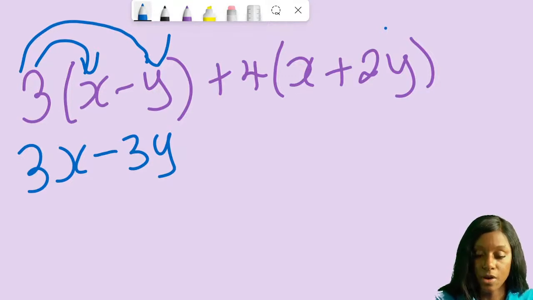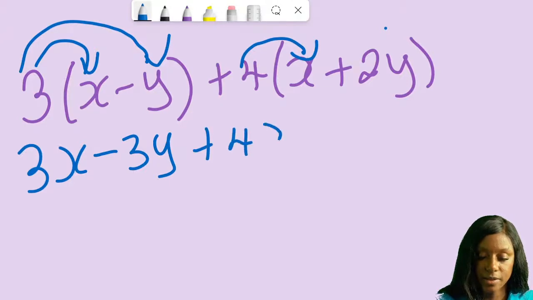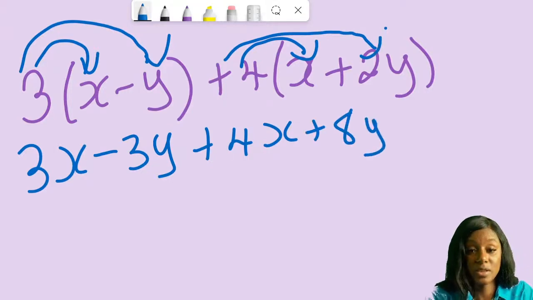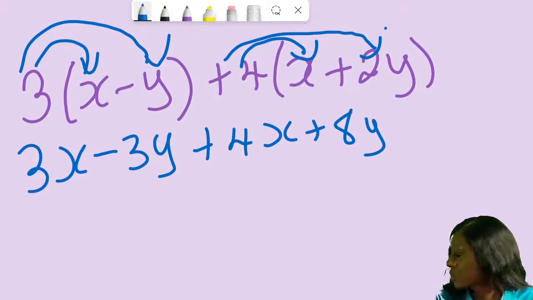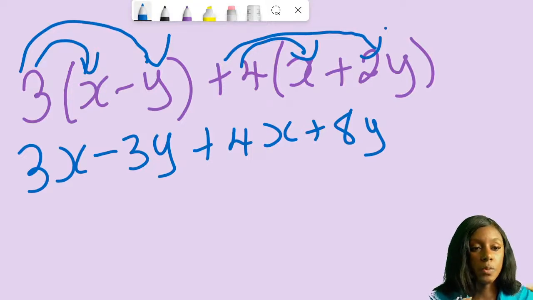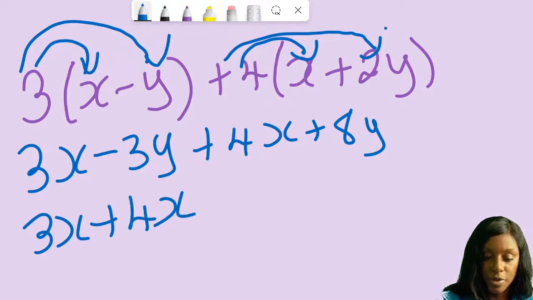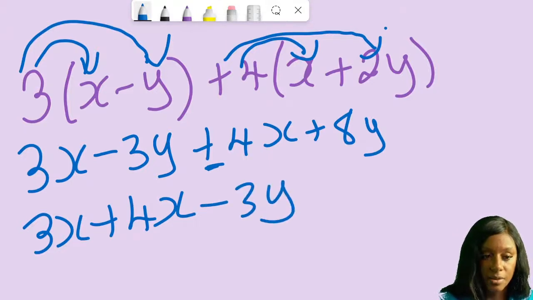Then we do the same on the other side. Positive 4 multiplied by x, this gives us positive 4x. Positive 4 multiplied by 2y, this gives us positive 8y. Now it says to simplify, so we want to go ahead and break it down as much as possible. So now what you want to do is bring your like terms together. So 3x plus 4x, so you want to carry the positive sign with the 4x, minus 3y, again I'm carrying the minus with the 3y, plus 8y.